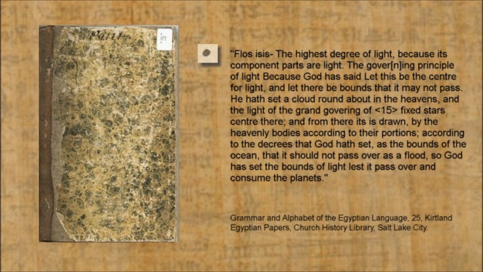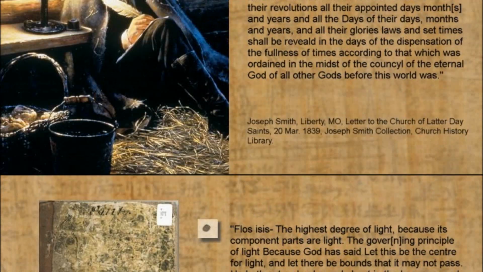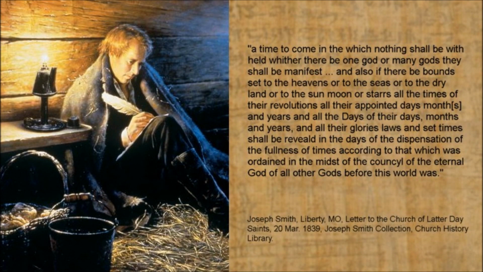Note particularly the analogy between the bounds of the ocean and the bounds of light, which is the same in Joseph Smith's letter. So again, Joseph Smith's 1839 letter provides no evidence that he had dictated Abraham 3 through 5 before 1842.